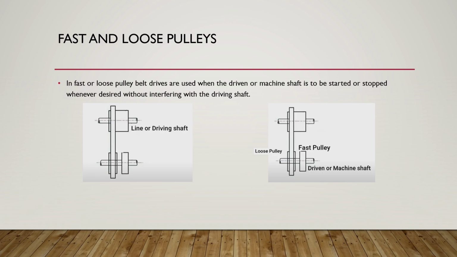Fourth, fast and loose pulleys. In fast and loose pulley belt drives, they are used when the driven or machine shaft is to be started or stopped whenever desired without interfering with the driving shaft. A pulley which is keyed to the machine shaft is called a fast pulley and runs at the same speed as that of the machine shaft. A loose pulley runs freely over the machine shaft and is incapable of transmitting any power.